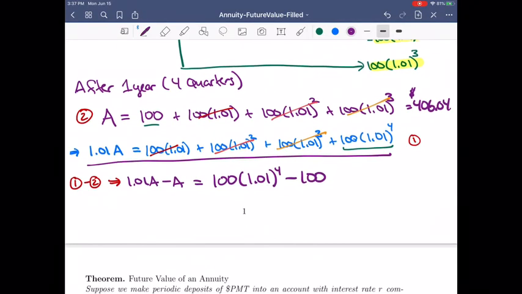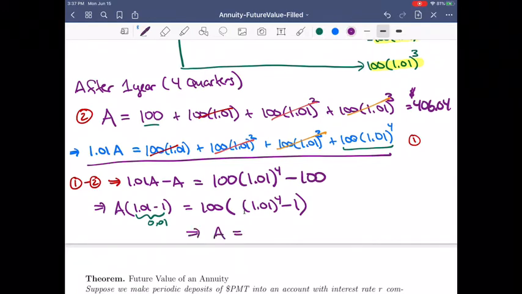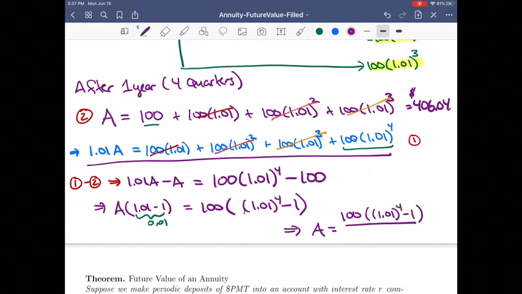Okay, so then if I pull out an a on this side, I'm going to have 1.01 minus 1. And I can also pull out a 100 here. It's going to look like that. Okay, this thing here is actually just 0.01. So what I end up getting, my a, is 100. Actually, I'm going to move it over a bit so that I can point at stuff. So my a is going to be 100 times 1.01 to the 4 minus 1 all over 0.01.